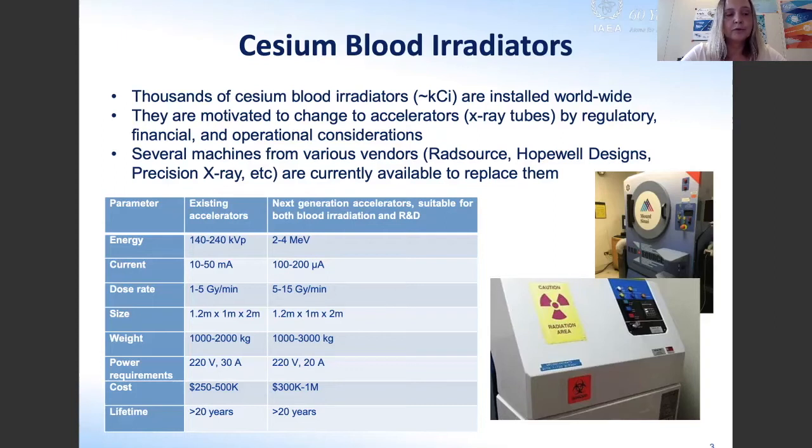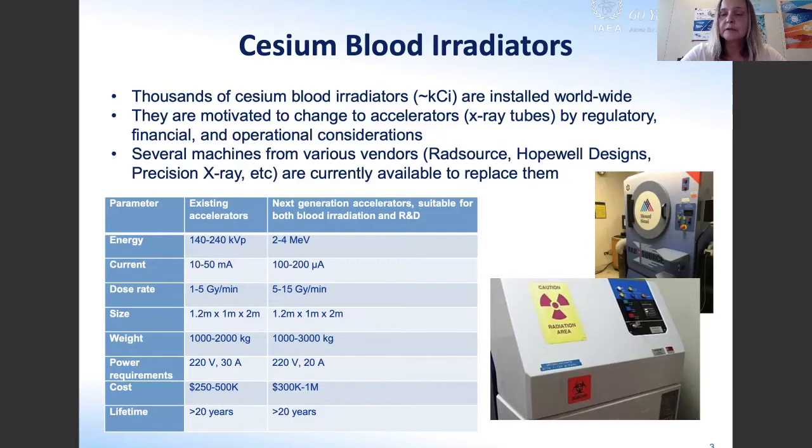So now I'm going to talk about three specific cases, considering three different irradiators, one cesium and two cobalt, of various activities used for different purposes. And I'm going to show you what kind of accelerators can be used to replace them. Some of these machines already exist, some are still under development, but nevertheless, I think it's important to look into specific cases. And the very first case I'm going to talk about is cesium blood irradiator.